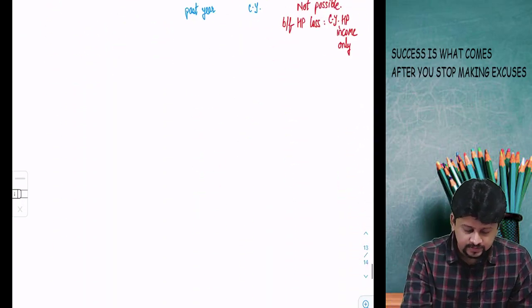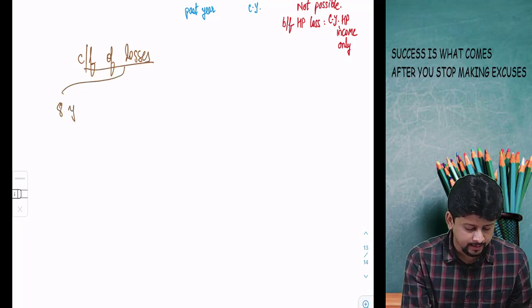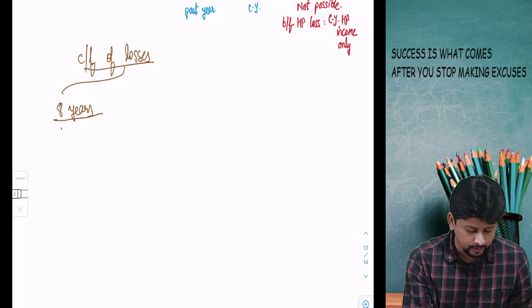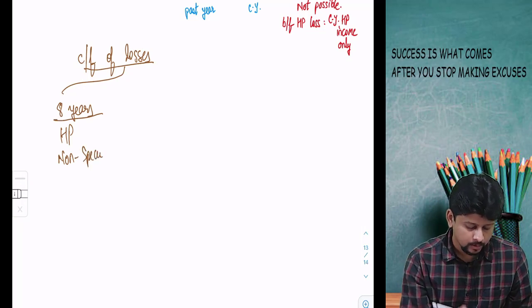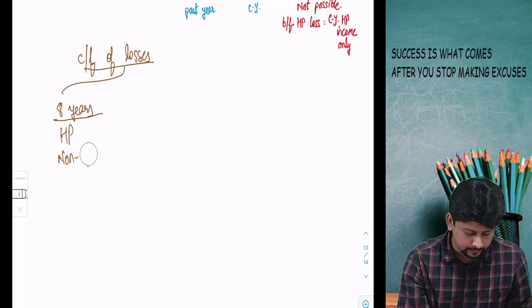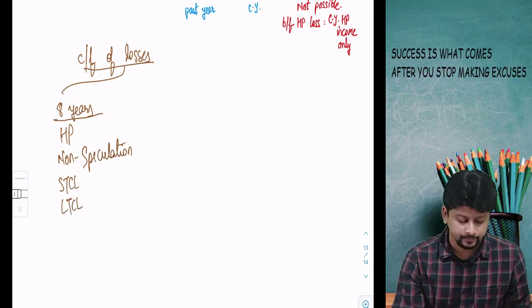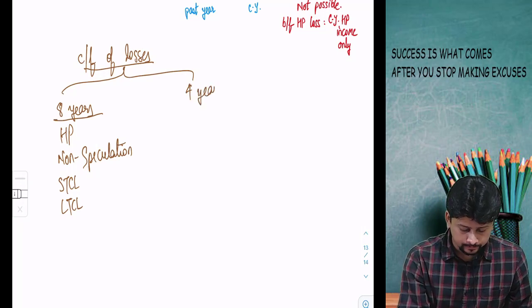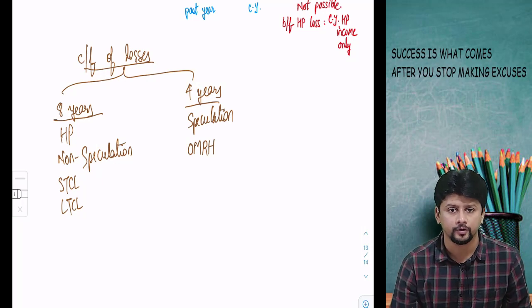Okay, quickly summarizing and giving you a last concept. We are talking about carry forward of losses. Which losses can be carried forward for 8 years? House property loss can be carried forward for 8 years. Non-speculation loss can be carried forward for 8 years. Short-term capital loss and long-term capital loss can be carried forward for 8 years. 4 years: speculation loss can be carried forward for 4 years only. Loss from owning and maintaining racehorses can be carried forward for 4 years.